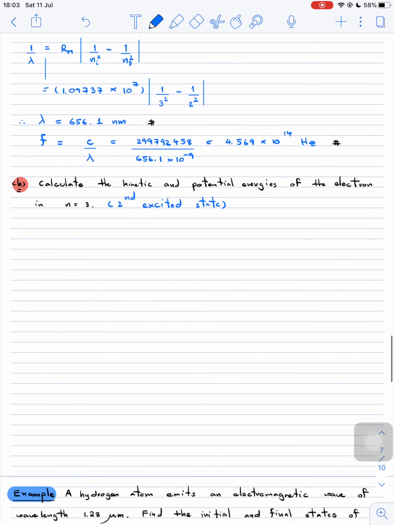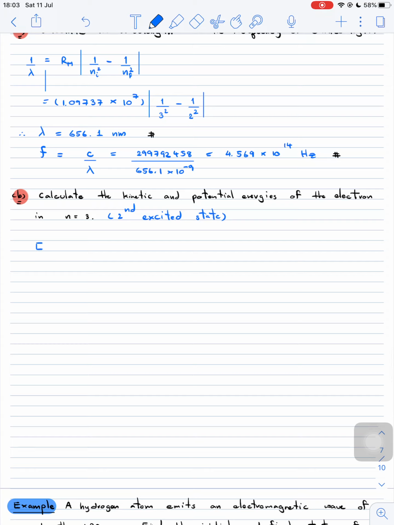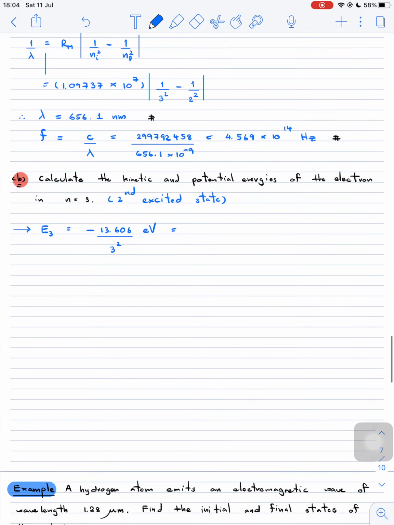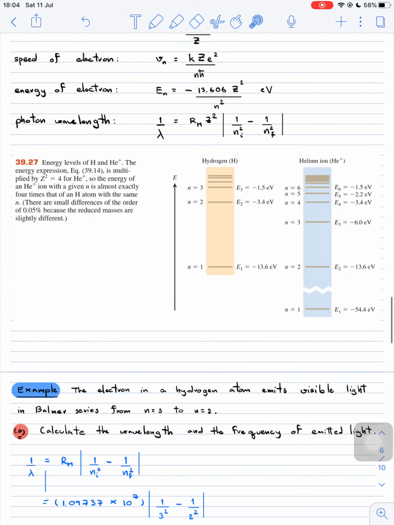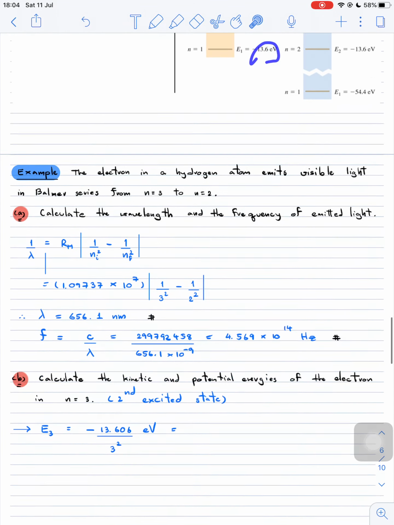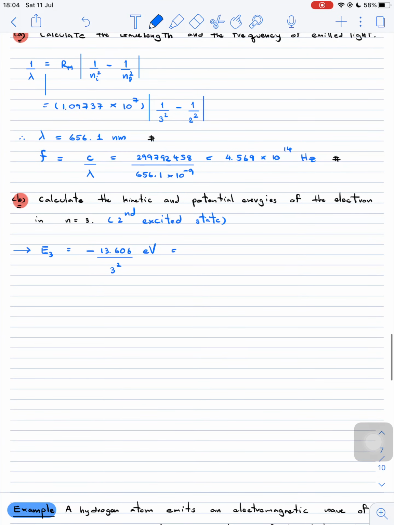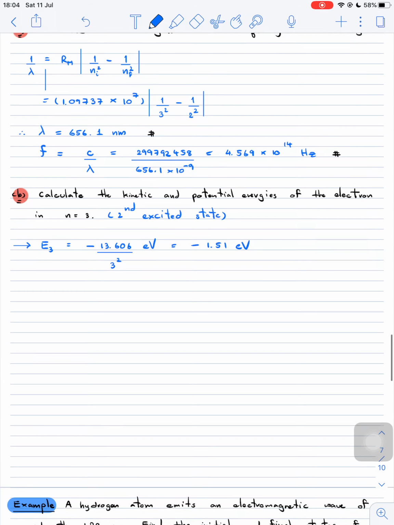In this case, it's going to be E3. E3 equals negative 13.606 electron volts over n squared, which is equal to, let's see, 1.51 electron volts. Okay, this is the E3.